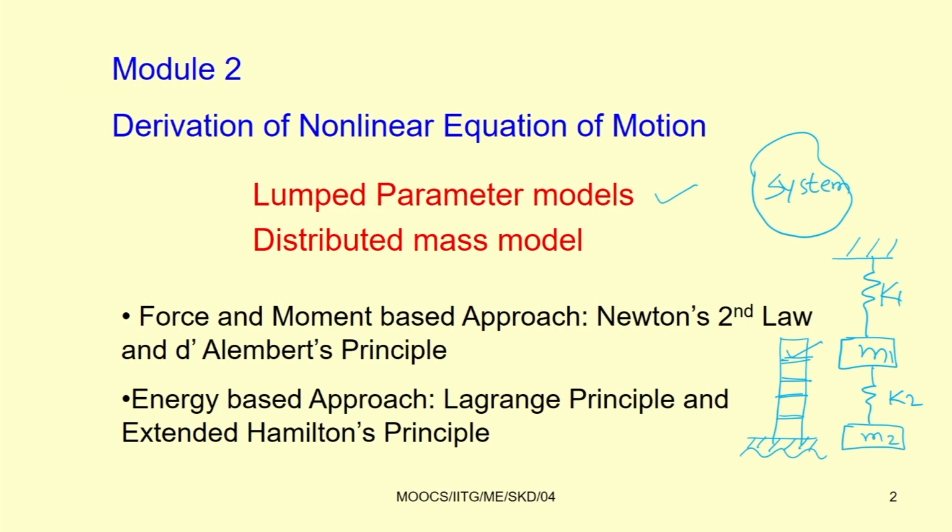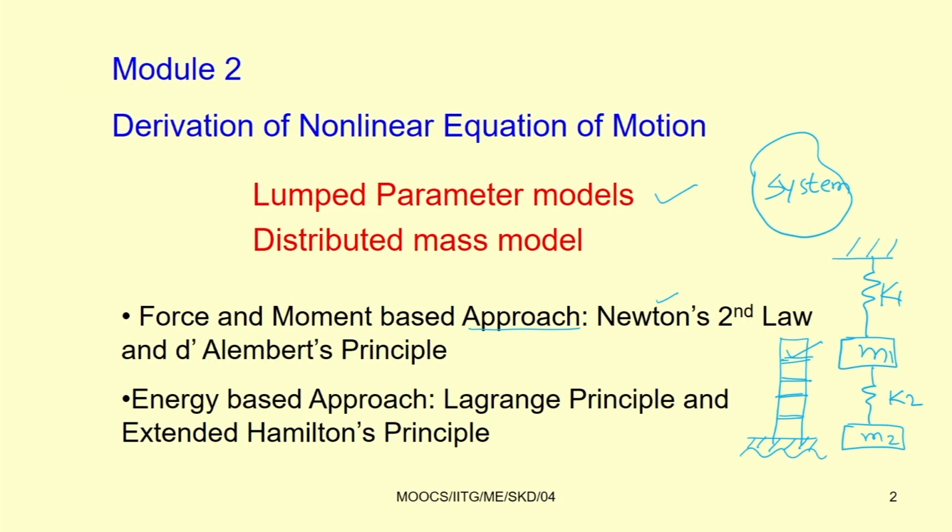The equation of motion can be derived by a force or moment based approach, particularly using Newton's second law or D'Alembert principle, or by an energy based approach, using the Lagrange principle or the extended Hamilton principle. These principles are for fixed coordinate systems. When the coordinate systems are moving, Newton's second law or Newton's method can be converted to the Newton-Euler formulation. Similarly, the Lagrange formulation can be converted to the Lagrange-Euler formulation. Particularly, these are useful in robotic systems, where you have both fixed and moving coordinate systems.